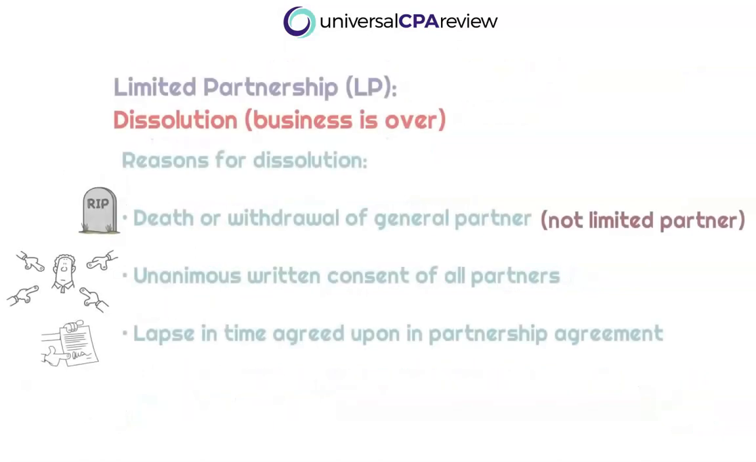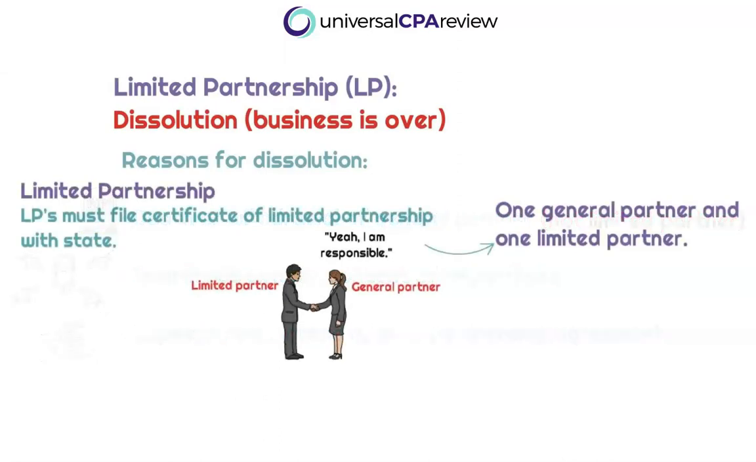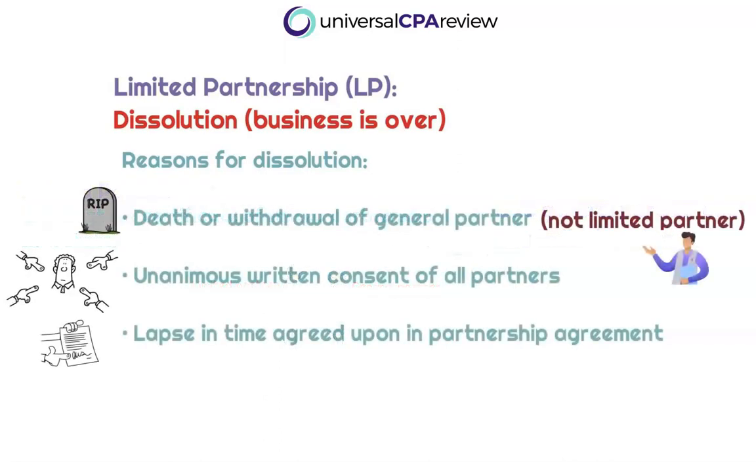So how about the termination or dissolution of limited partnerships? These are LPs. We remember that limited partnerships will have a general partner and a limited partner. So in this case, if a partner dies or withdraws from the partnership, then it will dissolve, but only if that partner is the general partner. If the general partner dies or withdraws from the partnership, then the entity will dissolve. Not the limited partner though, right? If the passive investor dies, then the partnership is not necessarily going to dissolve. Some additional reasons for the limited partnership to dissolve: if there is unanimous consent of all partners, or if there is a lapse in time in the agreement.